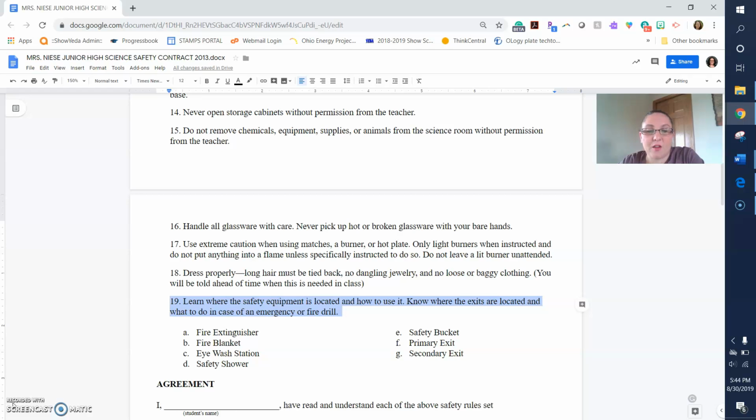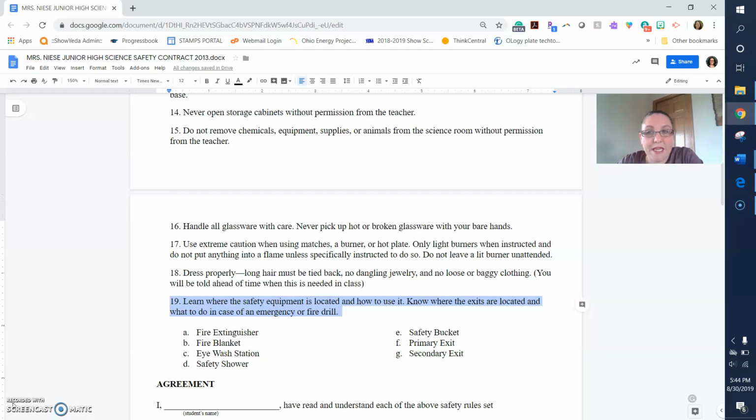Number 19, learn where safety equipment is located and how to use it. Know where the exits are located and what to do in case of emergency or fire drill. We will talk about this one a little bit more in class. The fire extinguisher is by the door.